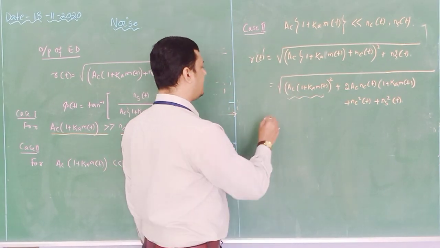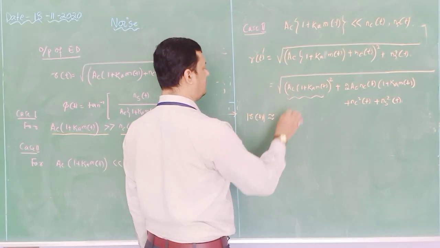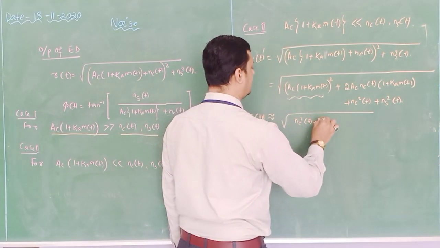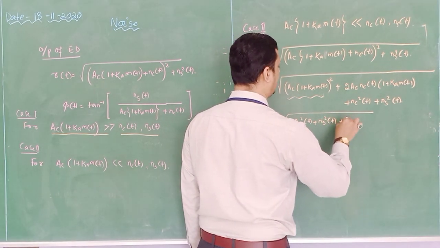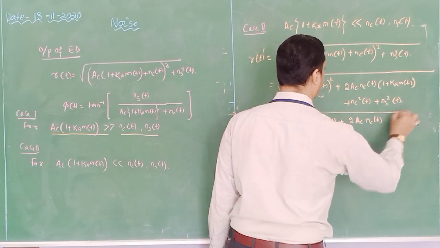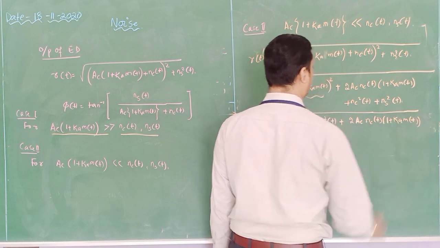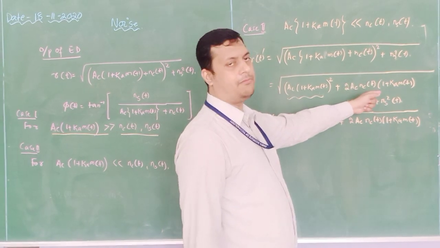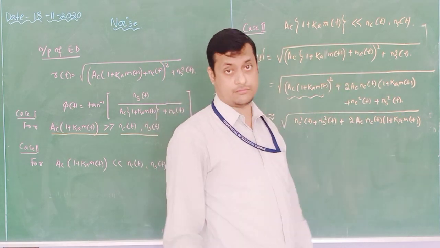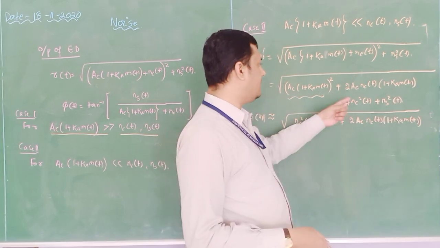You can neglect it. So I can write R of t magnitude as root over of NC square of t plus NS square of t plus twice AC NC of t (1 plus K_a m of t). Why are we not neglecting this 1 plus k into m of t? Because it is multiplied with NC of t, and NC of t is a maximum value. If a maximum is multiplied with a minimum value, it is again a maximum component.